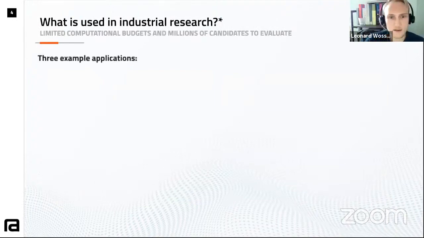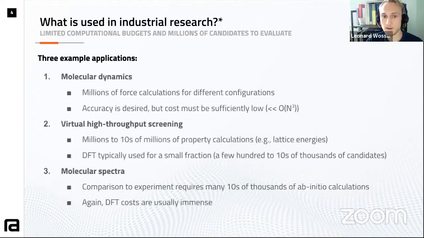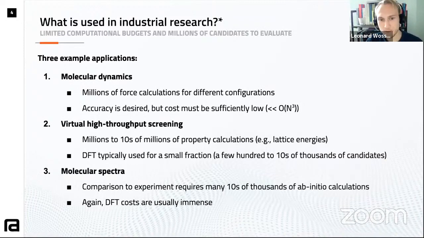In order to give you a good understanding of this, I want to go into three details, namely molecular dynamics, virtual high throughput screening, and molecular spectra. What we see in all of these applications is that we typically need millions or even tens of millions of calculations, meaning the single point calculation, for example in molecular dynamics the forces at each time step, or in virtual high throughput screening the single candidate. If you want to evaluate such huge volumes of candidates or so many computational steps as in an MD simulation, each single calculation needs to be sufficiently fast to allow us to really deal with these immense volumes.